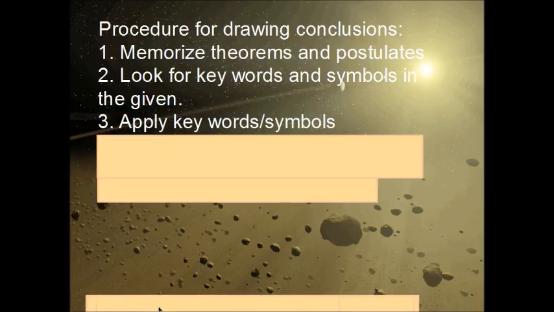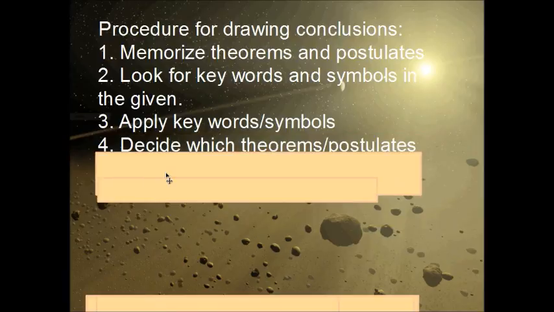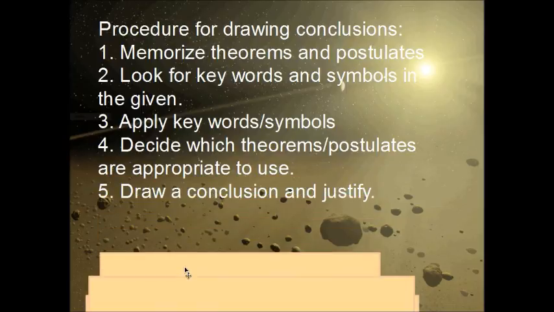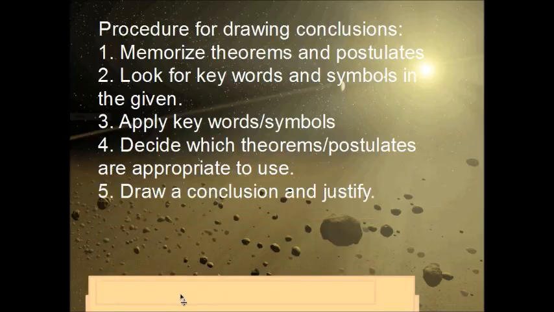So what does it mean to be a right angle? What does it mean to be congruent? What does a bisector do? Things of that sort. Fourth, decide which theorem or postulates are appropriate to use. So moving forward, what would be applicable? In step 5, draw conclusions and justify them. Your justifications need to be based on prior steps.